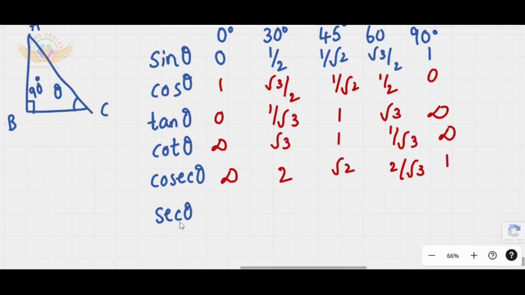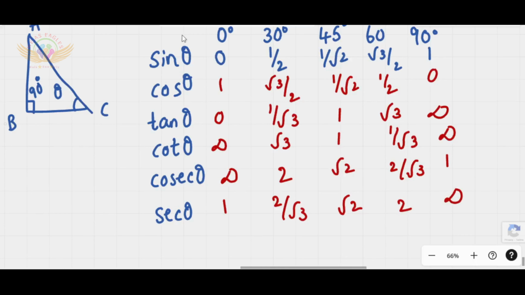And what is secant? Secant is nothing but the inverse of cos. So 1 by 1 is 1. 1 by root 3 by 2 becomes 2 by root 3. 1 by 1 by root 2 becomes root 2. And 1 by 1 by 2 becomes 2. And 1 by 0 is infinity.